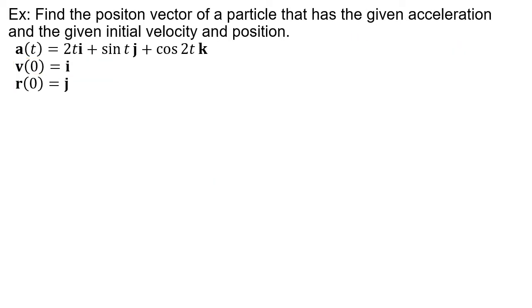Okay, let's do another one like that, except now we're going to do it with 2t and a sine t and a cosine 2t. But the process is going to be the same. I'm going to start with the velocity first. And so to find the velocity, I'm going to integrate the acceleration. So I'm going to integrate the 2ti, the sine tj, and the cosine 2tk.